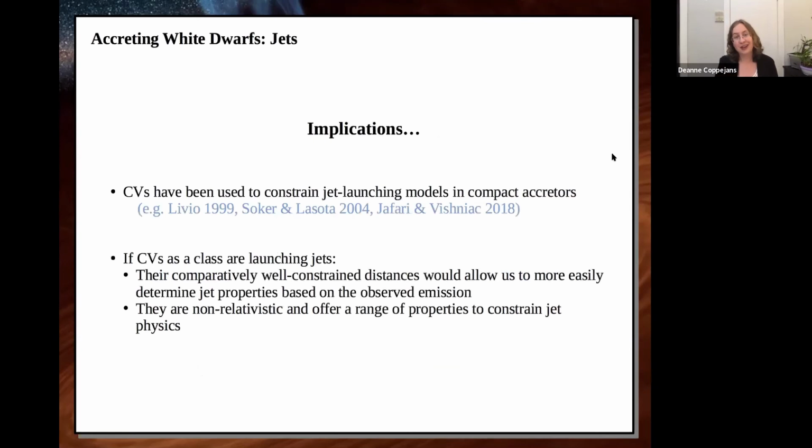Now, there were a few implications because of this. Firstly, CVs have been used to constrain jet launching models in other classes of compact accretors under the assumption that they don't launch jets. Secondly, if CVs are actually launching jets, then they're a very interesting target because they have very well constrained distances, and that would allow us to more easily determine the jet properties based on observations. Then they're also non-relativistic, and they come in a range of different properties, so they would be very interesting targets for constraining jet launching physics.